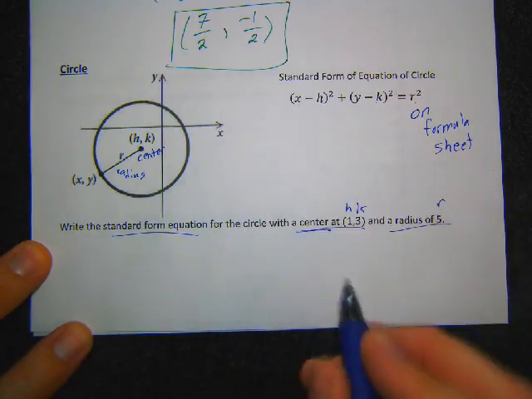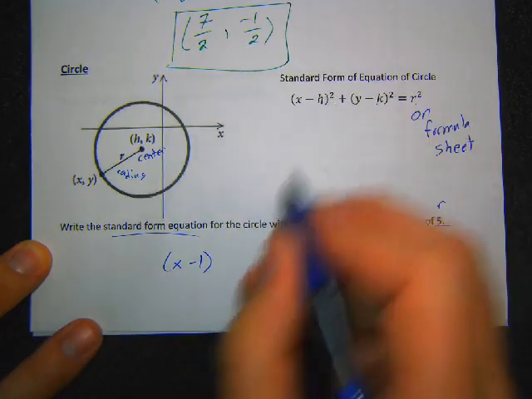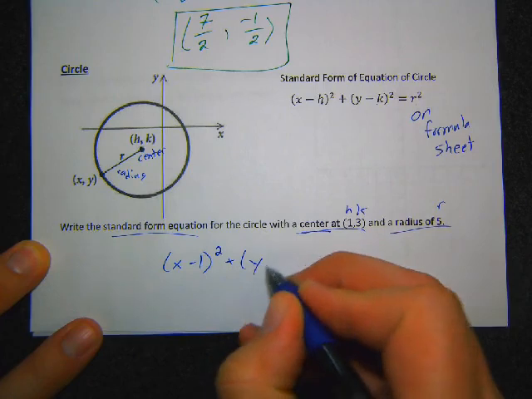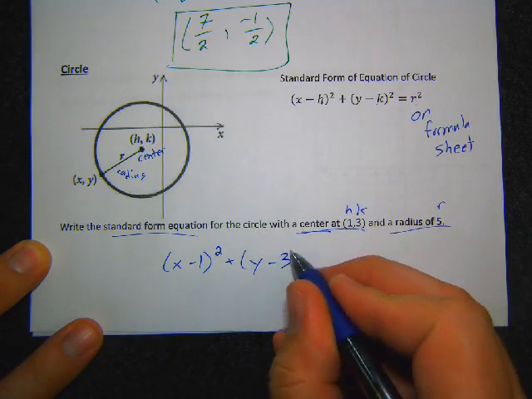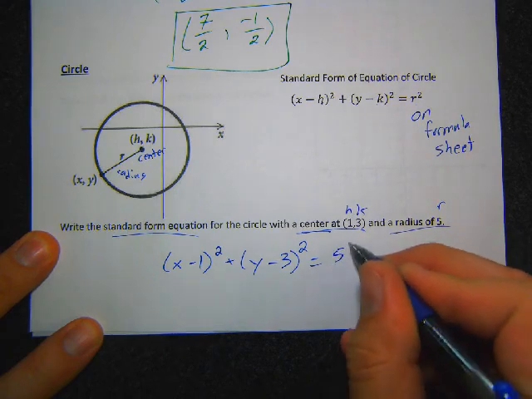So we have x minus h, so x minus 1, that quantity squared, plus y minus k, well k is 3, so y minus 3. That quantity squared equals the radius 5 squared.